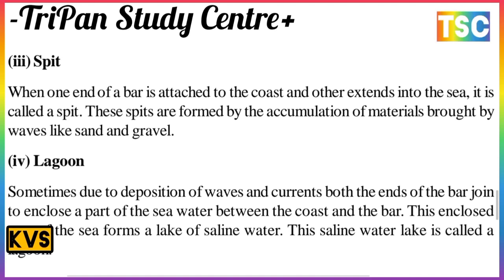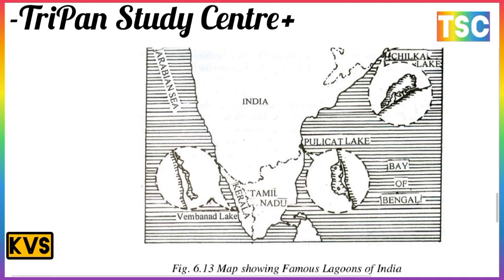The next is the lagoon. Sometimes, due to the deposition of waves and currents, both ends of the bar join to enclose part of the seawater between the coast and the bar. This enclosed part of the sea forms a lake of saline water, and this saline water lake is called a lagoon. Here is a map showing the famous lagoons of India, including Pulicat Lake, Chilika Lake and Vembanad Lake, near Kerala and Tamil Nadu. These are the lagoons in India.